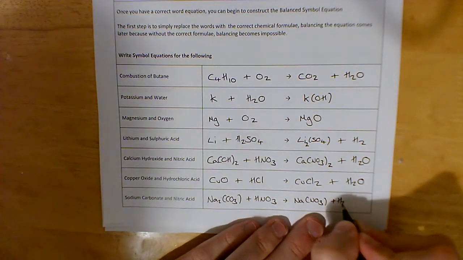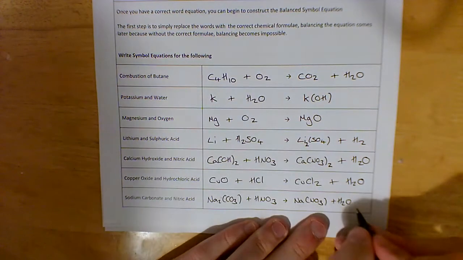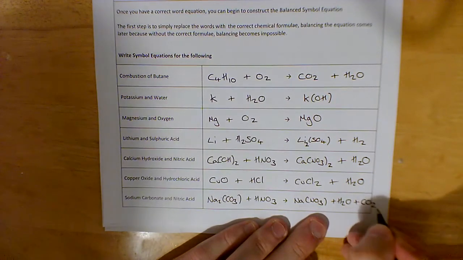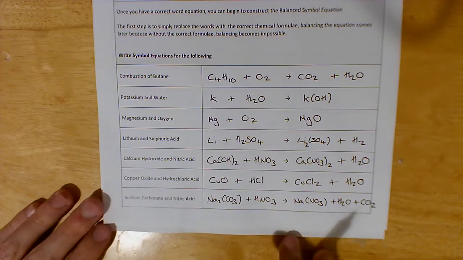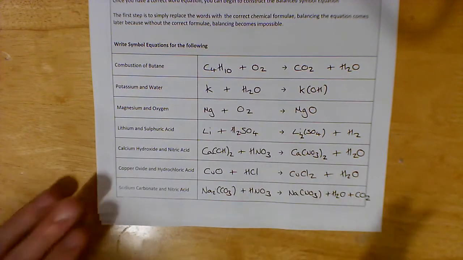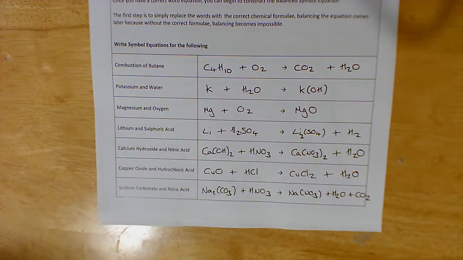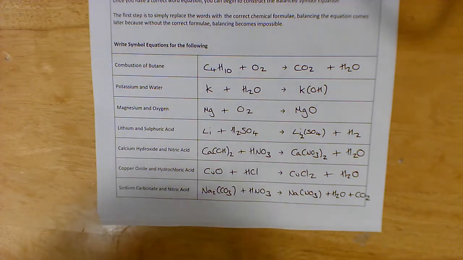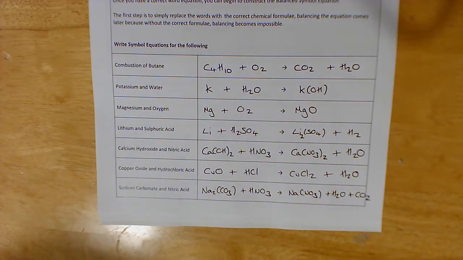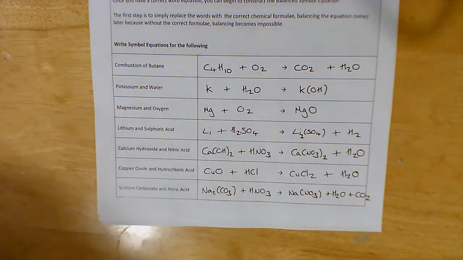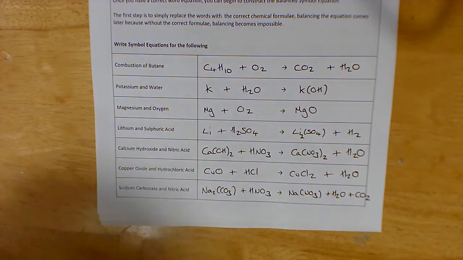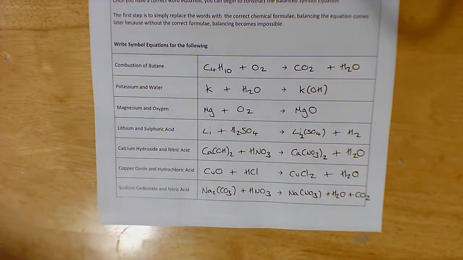It's going to form water, but because it's a carbonate, you're also going to get carbon dioxide, CO2. Now again, we're going to come back later and balance these. For now, we're just interested in making sure that we get the correct chemical symbols or the correct formulas into the equation, because balancing it is not possible if any of these are incorrect. So we need to make sure that we are comfortable with getting the correct formulas into the equation before we can start balancing it.